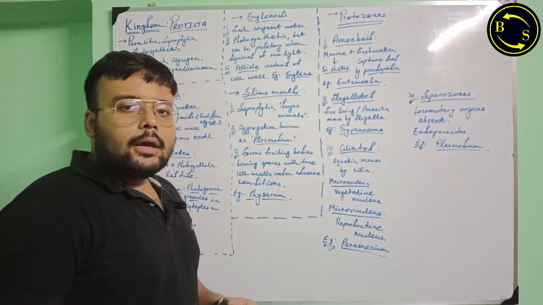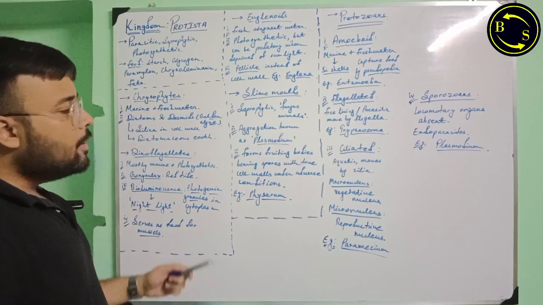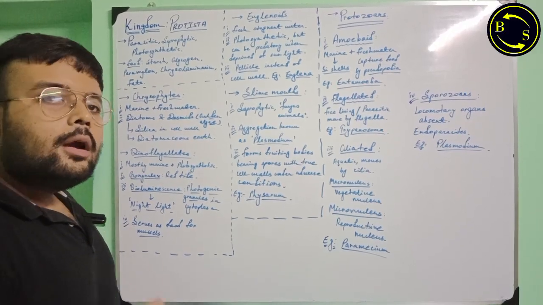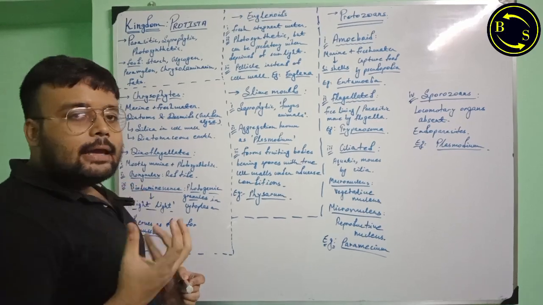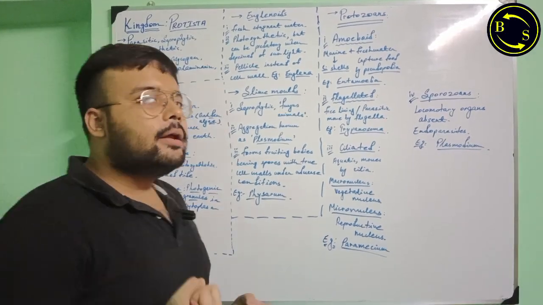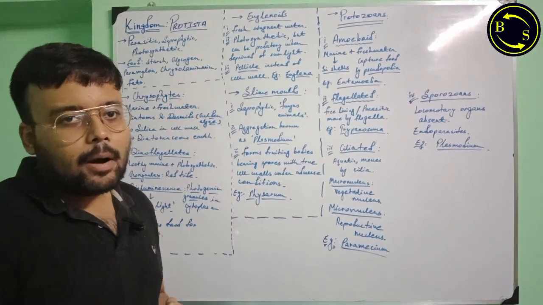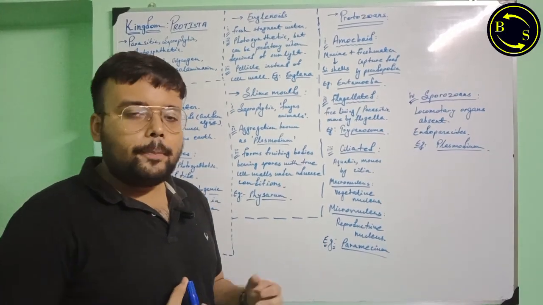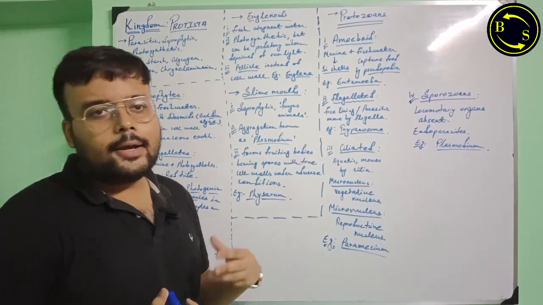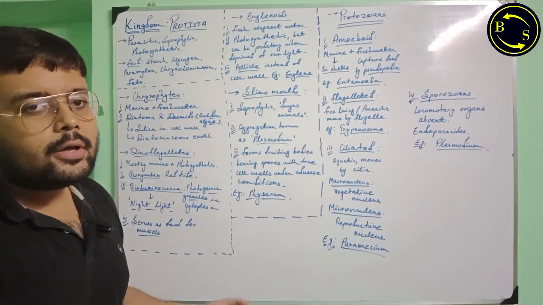Let us now look into the Kingdom Protista. Kingdom Protistas are unicellular eukaryotic organisms. They have a well-defined nucleus and membrane-bound organelles such as mitochondria, chloroplasts, other plastids, endoplasmic reticulum, Golgi bodies, etc.